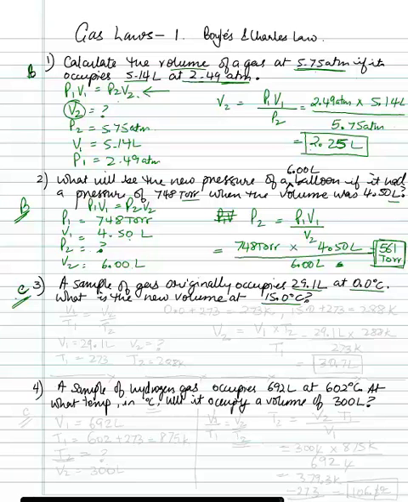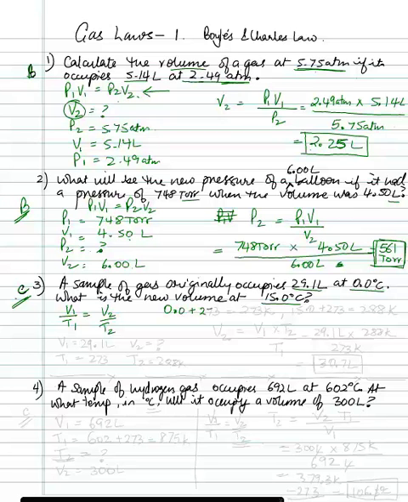So which means that our equation is going to be V1 over T1 is equal to V2 over T2. Now it's really important when we get into temperature numbers that we change the units from Celsius to Kelvin, because you don't want to work with zeros.